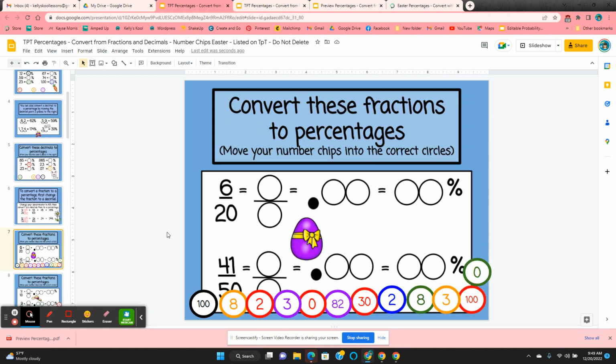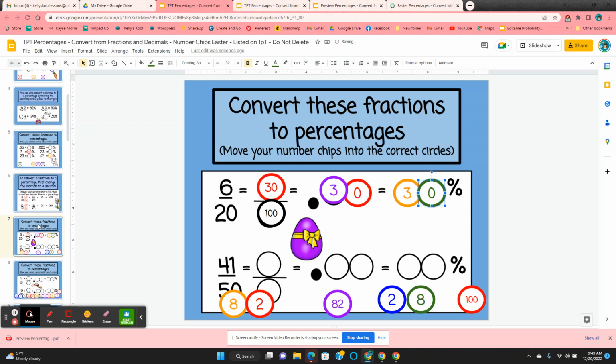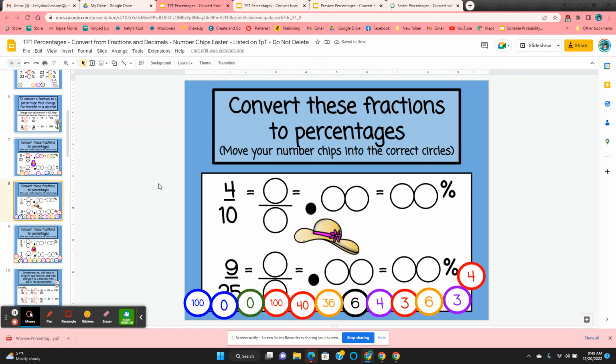So they get a couple slides where they're going to practice. So here, if they multiply 20 times 5, they get 100, which means they also have to multiply 6 times 5 to get 30. And then 30 hundredths as a decimal, which is 30%. Okay, so again, they're going to use every single number chip. Then they get a little bit of practice doing that.